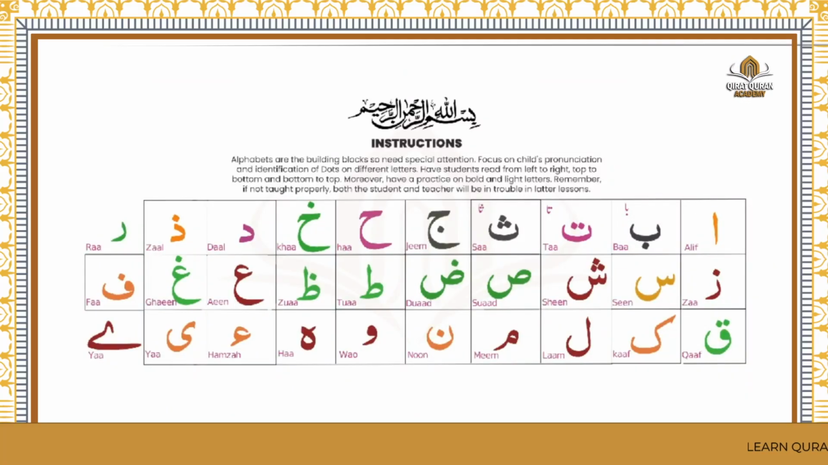This is our lesson 5. In the previous 4 lessons, we've completed 15 letters from Alif to Dad. And in this lesson, we will read the next 4 letters. These 4 letters we will read in this lesson. So now we are starting.